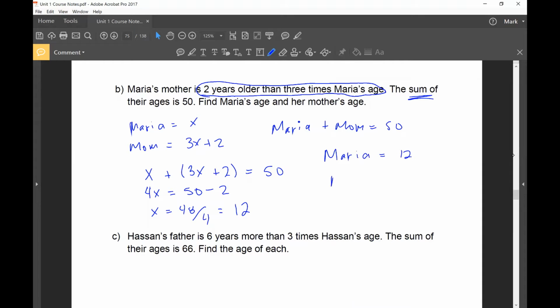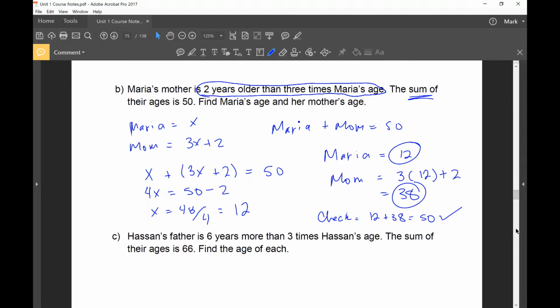Now that doesn't answer the question fully. Maria is 12. How old is the mom? Well, the mom is 3 times her age plus 2. So the mom is going to be 36, 38. So 3 times 12 is 36 plus 2 is 38. And of course, I can check my answer. 12 plus 38, that's 50. Good, perfect, no problems there.